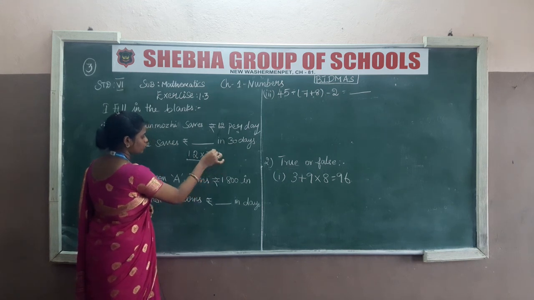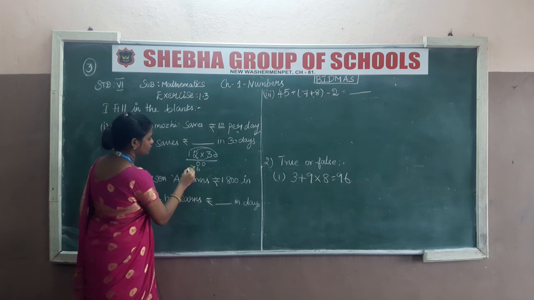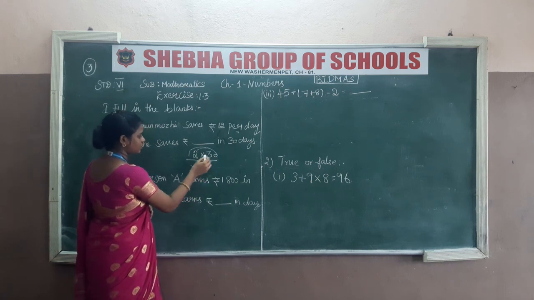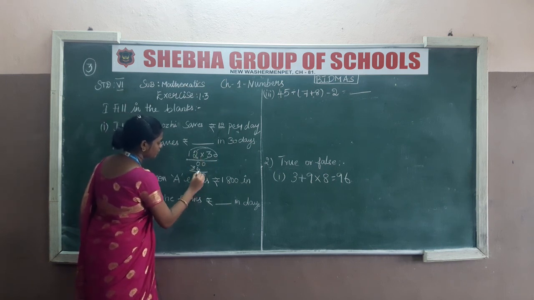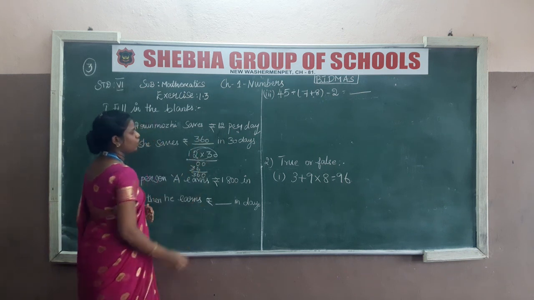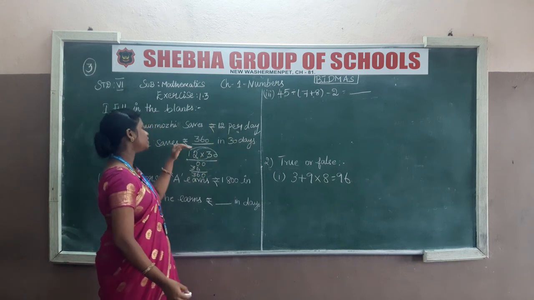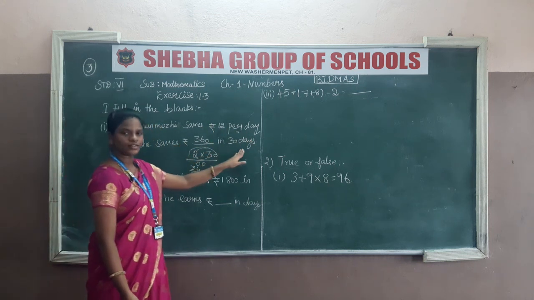Then 0 into 2 is 0, 0 into 1 is 0, 3 into 2 is 6, 3 into 1 is 3. 3 2s are 6, 3 1s are 3. Then we have to add: 360. So 12 rupees per day, then rupees 360 in 30 days.